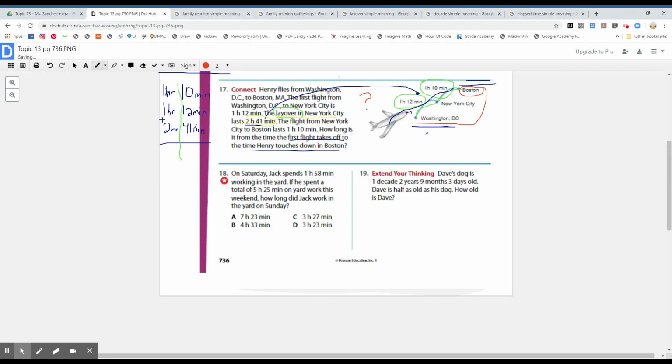Item 18. On Saturday, Jack spends 1 hour, 58 minutes working in the yard. If you spend a total of 5 hours, 25 minutes on yard work this weekend, how long did Jack work in the yard on Sunday?